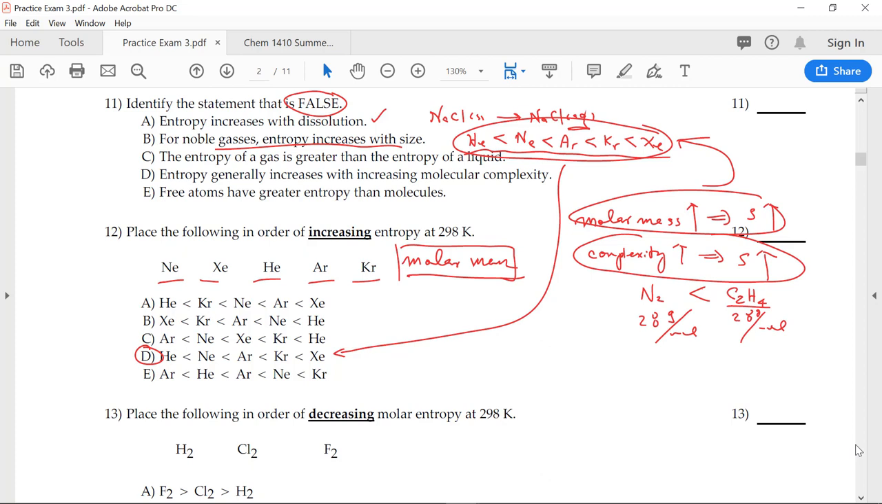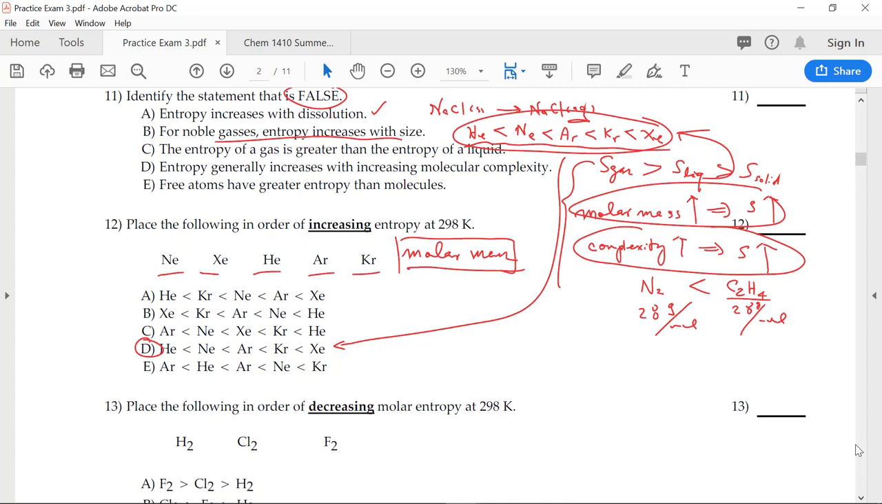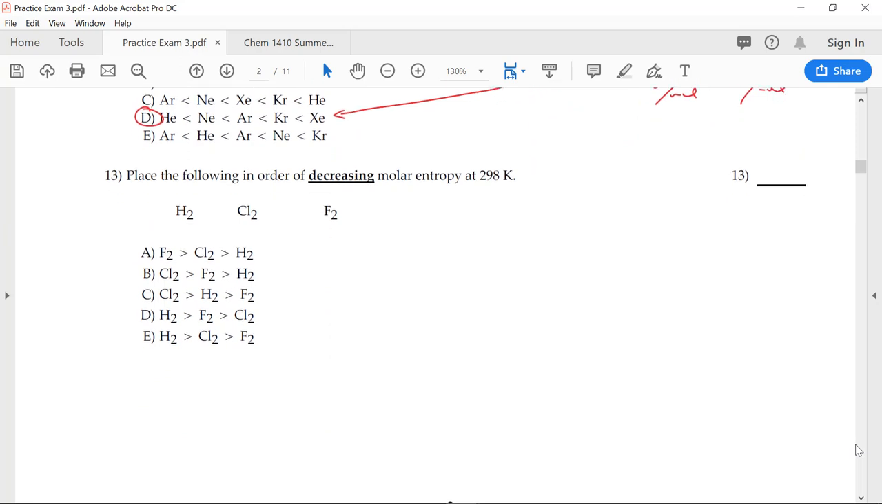Okay, so we have more factors. If you want to include that one, S is greater for the gas, greater for the liquid, and greater for the solid. So we put these things together in the same place. Hopefully this can help you with your exam preparation. Now let's look at question number 13.